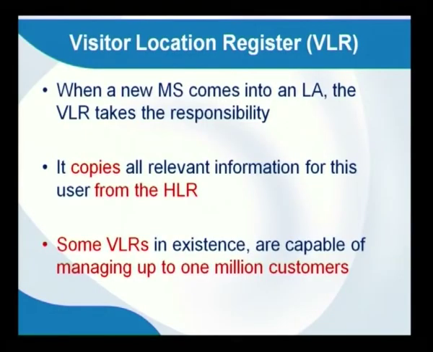Whenever the mobile station is entering a new location area, it is the responsibility of the visitor location register to update or contact the HLR to do all the consequent operations. Now, it copies all the relevant static information from the HLR to the VLR. Some VLRs in existence are capable of managing even 1 million customers. So, they use very special kinds of databases to manage all types of real time requirements.